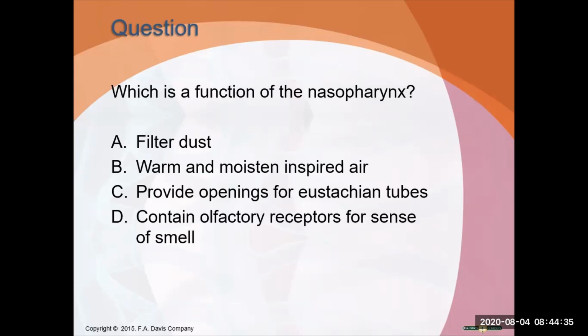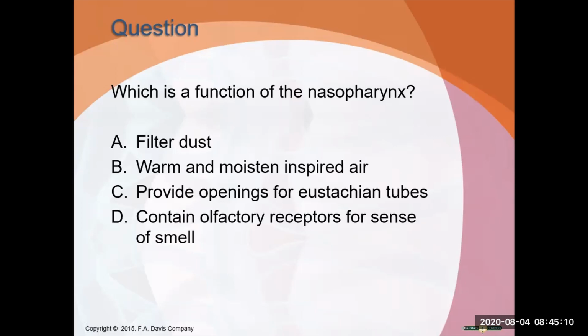So the nasopharynx, part of the pharynx, contains openings for the right and left eustachian tubes. The nasal cavity contains cilia that filter dust and foreign particles from inspired air. The mucus of the nasal cavity warms and moistens the inspired air, and the branches of the olfactory nerves responsible for the sense of smell penetrate the upper nasal cavity and lead to the brain. The answer is C for number 1 on page 355.